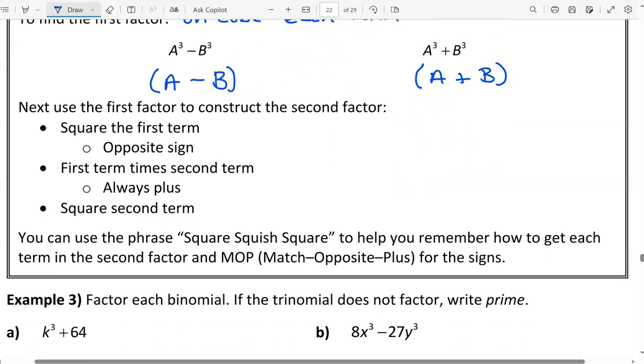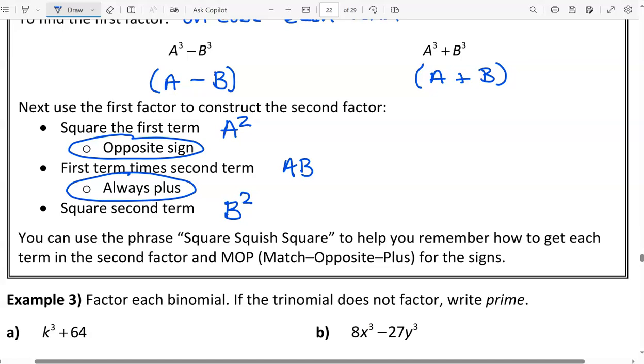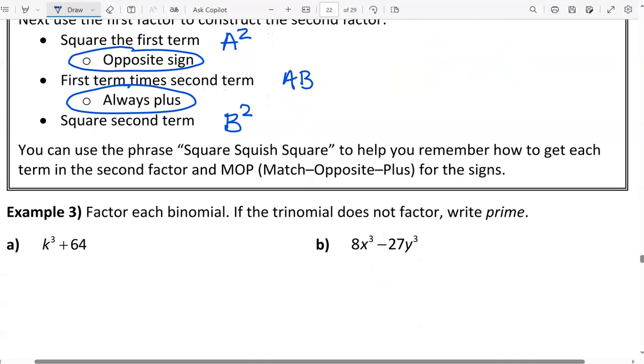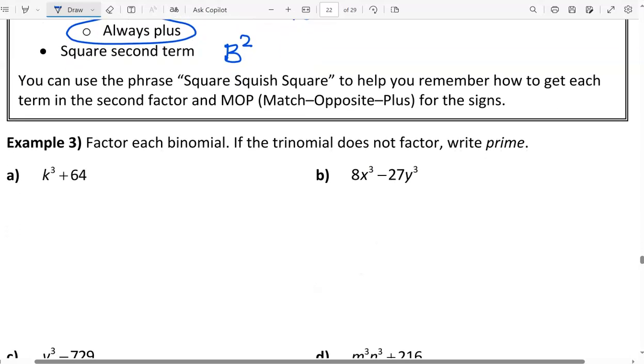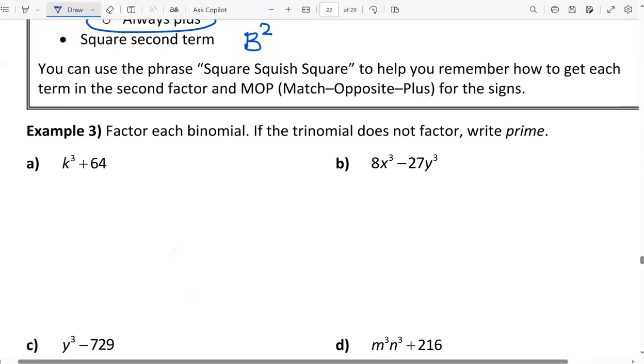Now when we construct the second factor, I'm going to square that first term, and that will give us a squared. And then I'm going to take the first term and the second term and multiply them. That gives me ab, and then I'm going to square the second term, b squared, and then I'm going to use the opposite sign and always plus here. So there's a way that you can help remember this, and I'll run through this square, squish, square as I do each example in example 3.